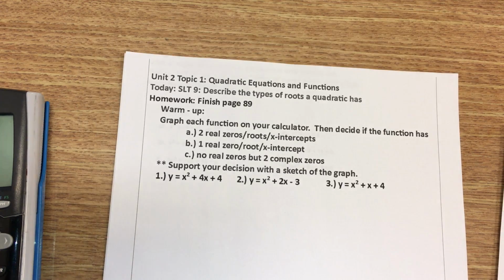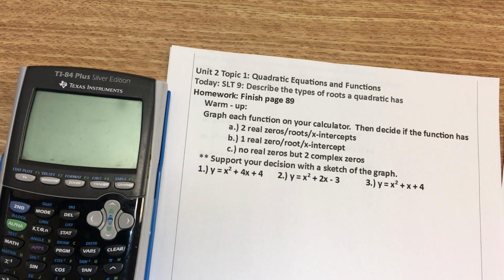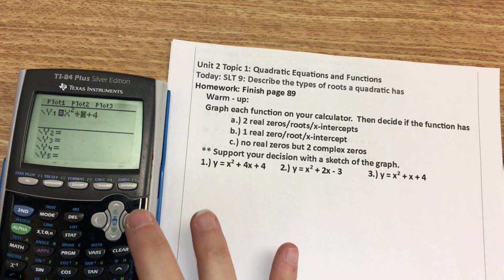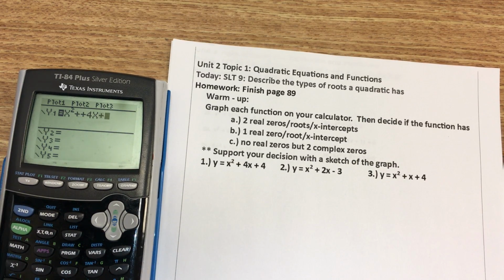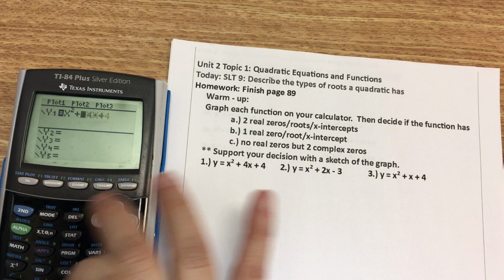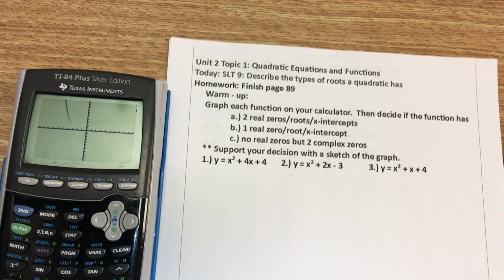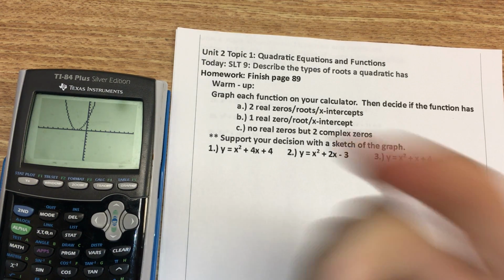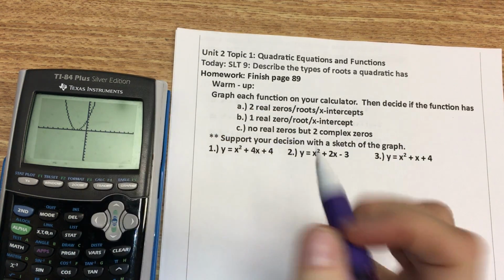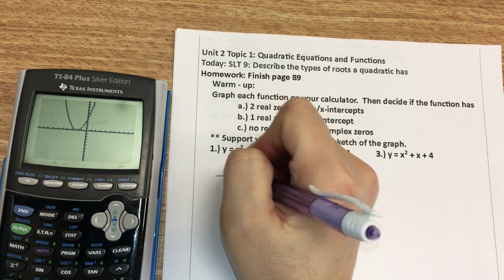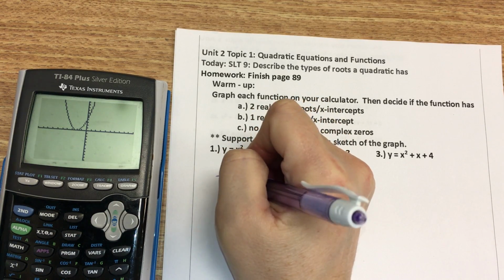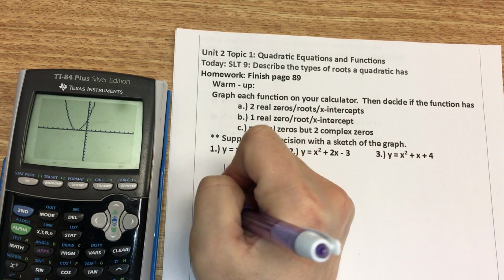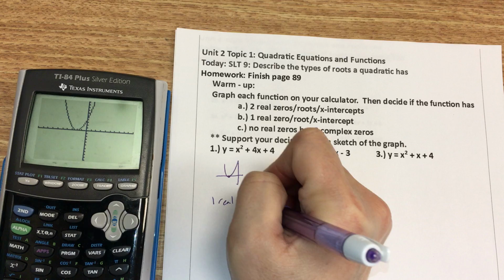Okay, so at this point you should have graphed all 3 of these. If you didn't, pause the video and let's take a look. So the first one is x squared plus 4x plus 4. Too many pluses. And when we look at a graph of that, we see that it touches the x-axis 1 time. So my little sketch is just going to look like this. It has 1 x-intercept. So this one has 1 real 0.